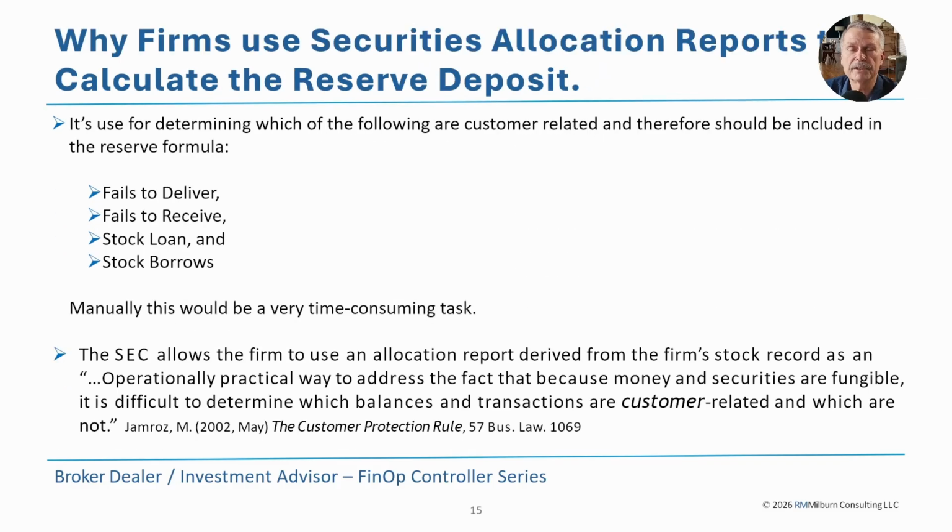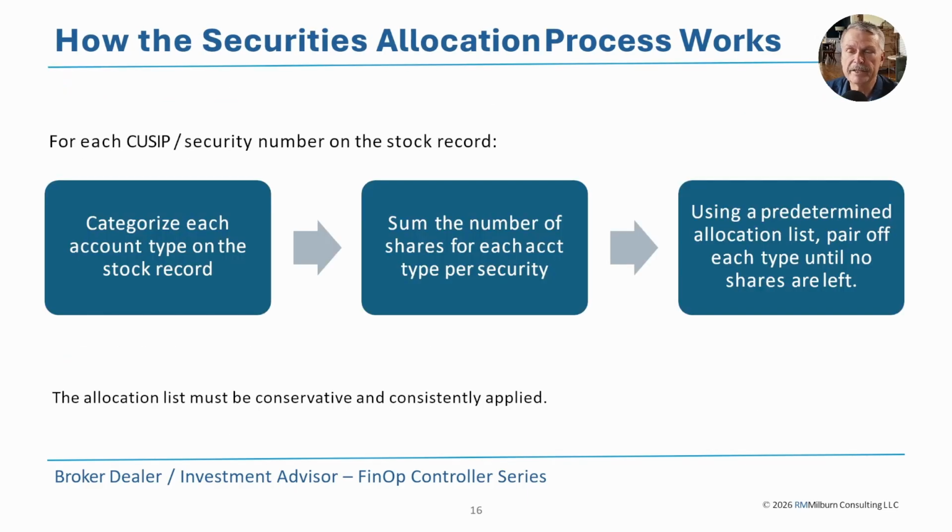Customer-related fails, both deliver and receive, as well as stock loans and borrows, are included in the reserve formula. It would be difficult and time-intensive if a firm had to identify each fail and stock loan, stock borrow by customer. The Commission allows firms to use allocations to estimate which fails and stock loans, stock borrows are included in the formula. Let's take a look at the allocation process.